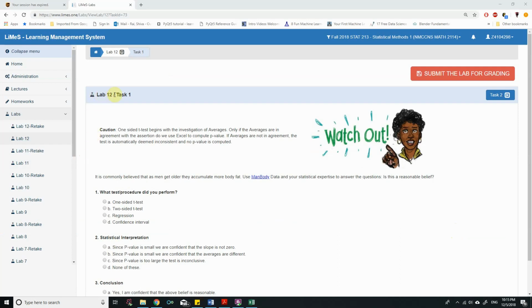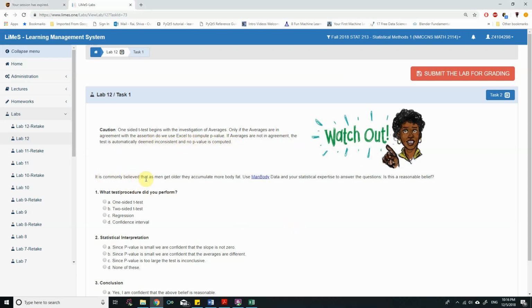Let's go for Lab 12. Task 1. Caution: a one-sided t-test begins with investigation of averages. Only if the averages are in agreement with the assertion do we use Excel to compute the p-value. If averages are not in agreement, the test is automatically deemed inconsistent and no p-value is computed.